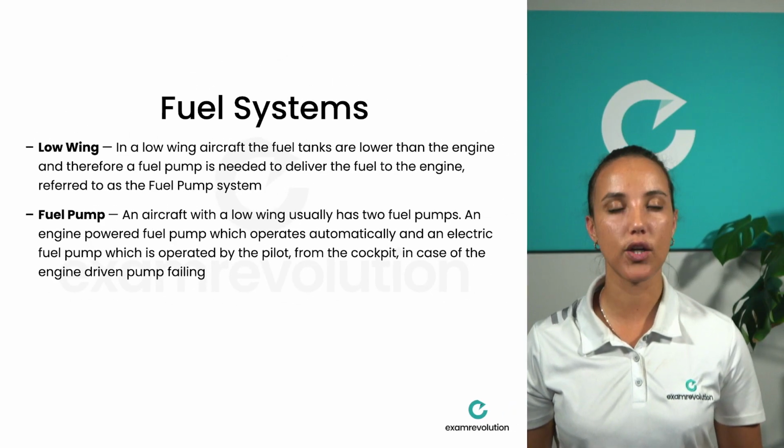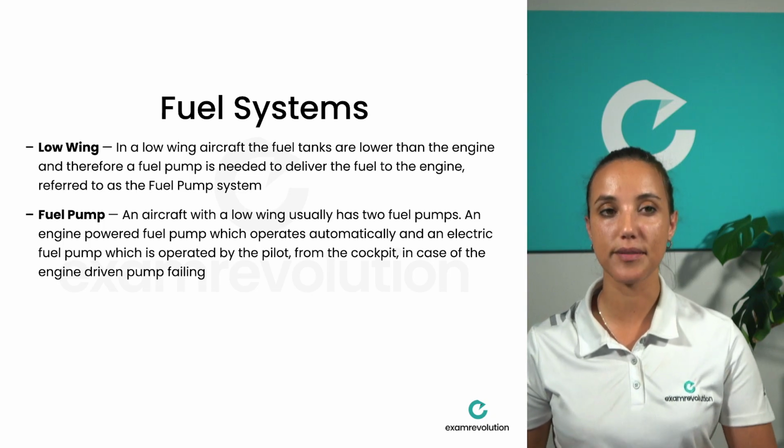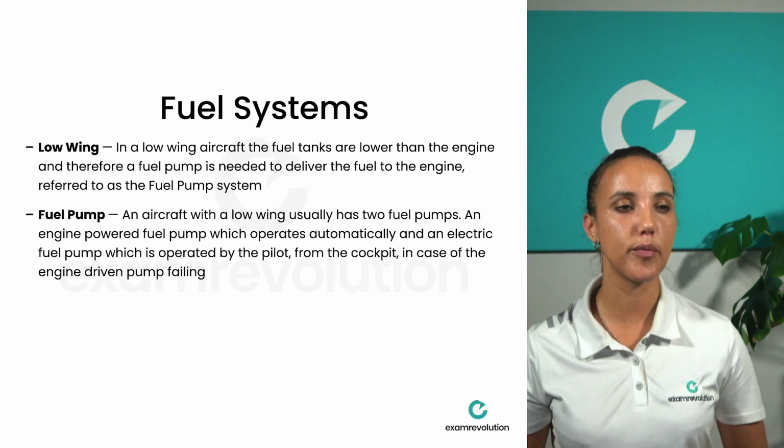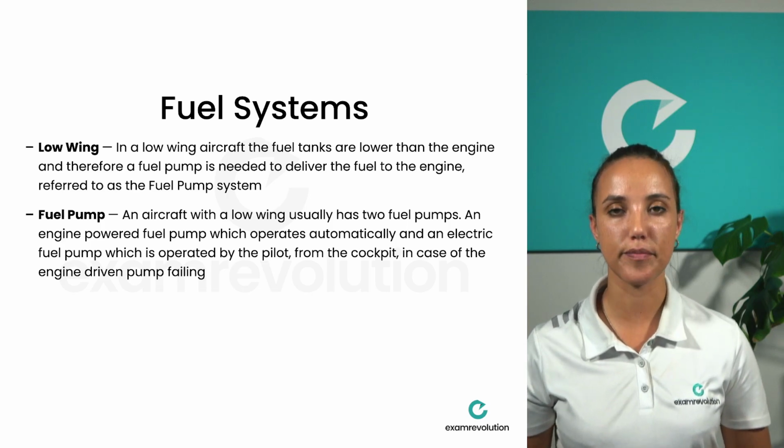Now an aircraft with a low wing usually has two fuel pumps: an engine-powered fuel pump which operates automatically, and an electric fuel pump which is operated by the pilot from the cockpit, in case of the engine-driven pump failing.